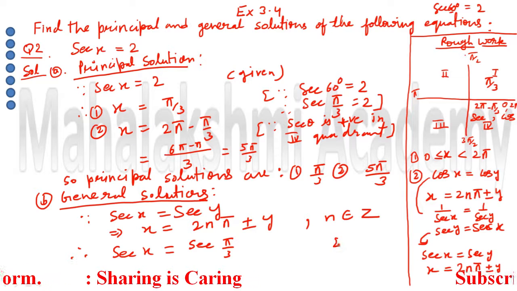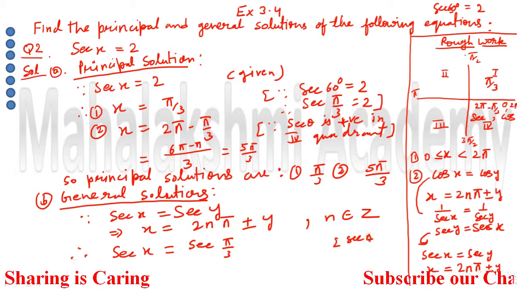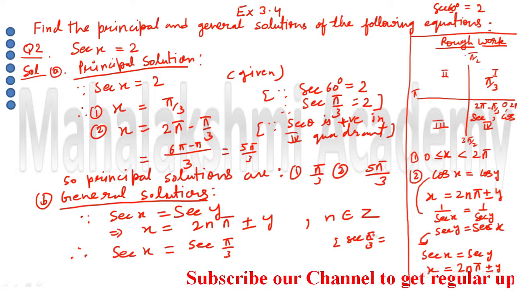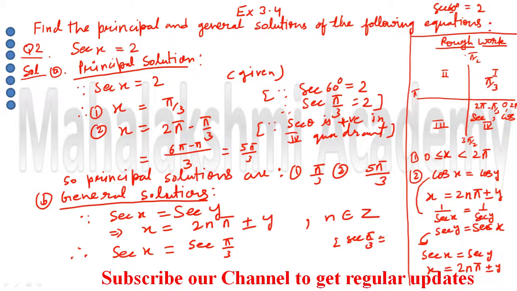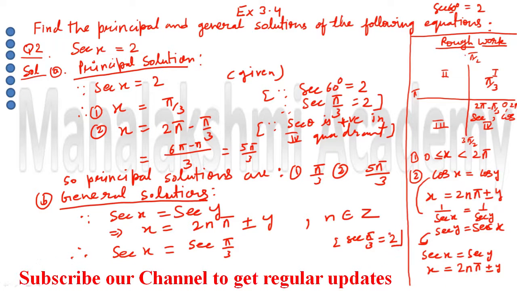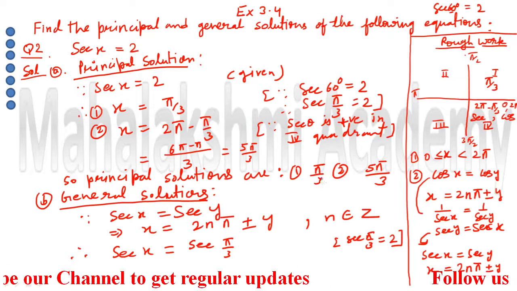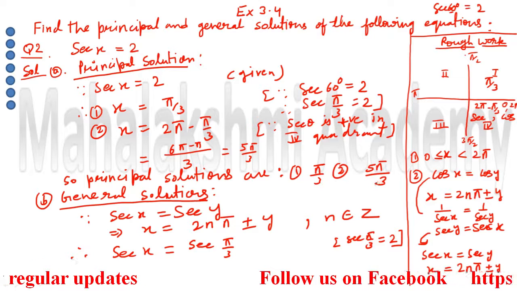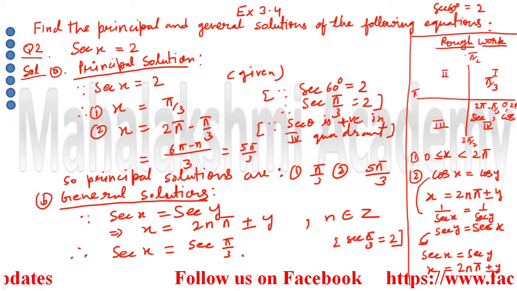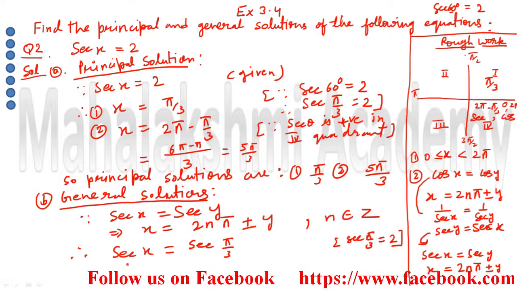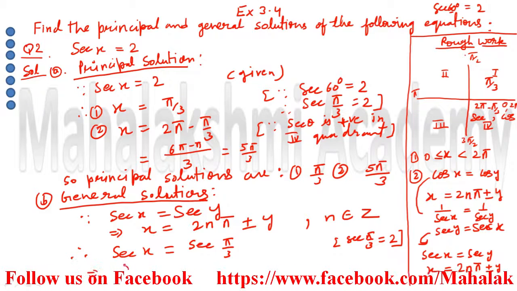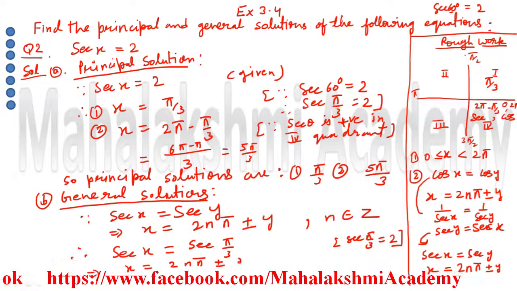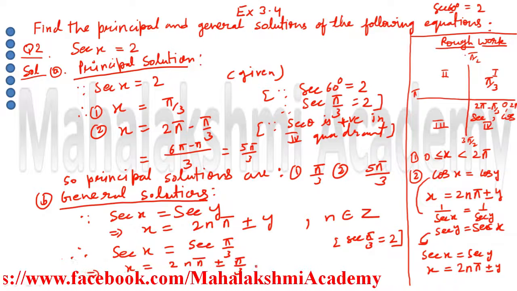Now why did we write this? Because sec pi upon 3 is 2. Pi upon 3 means 60 degrees. So sec pi upon 3 is 2. So here there are two options for you, pi upon 3 and 5 pi upon 3, because at both angles sec is 2. So among them you have to write down the smallest one. Which implies x is equal to 2n pi plus minus pi upon 3. So this is our general solution.